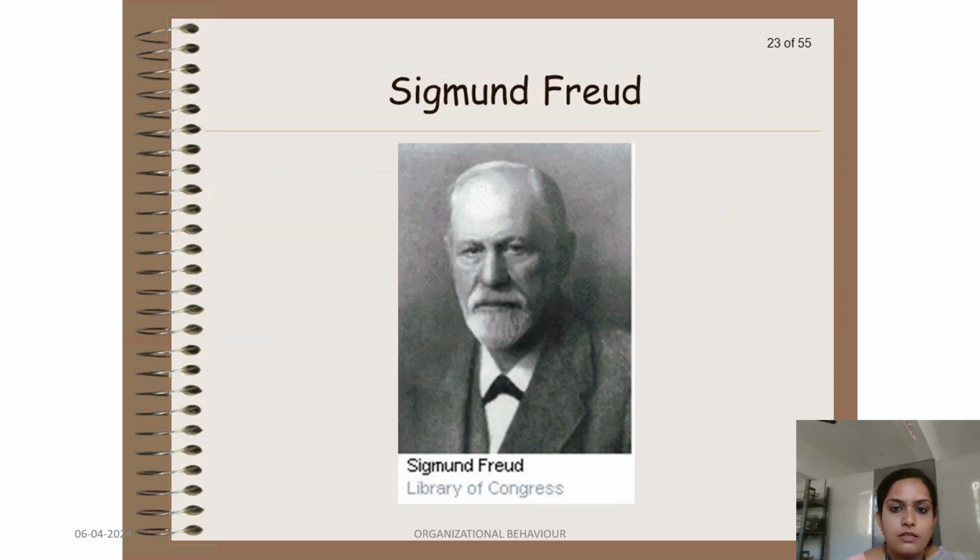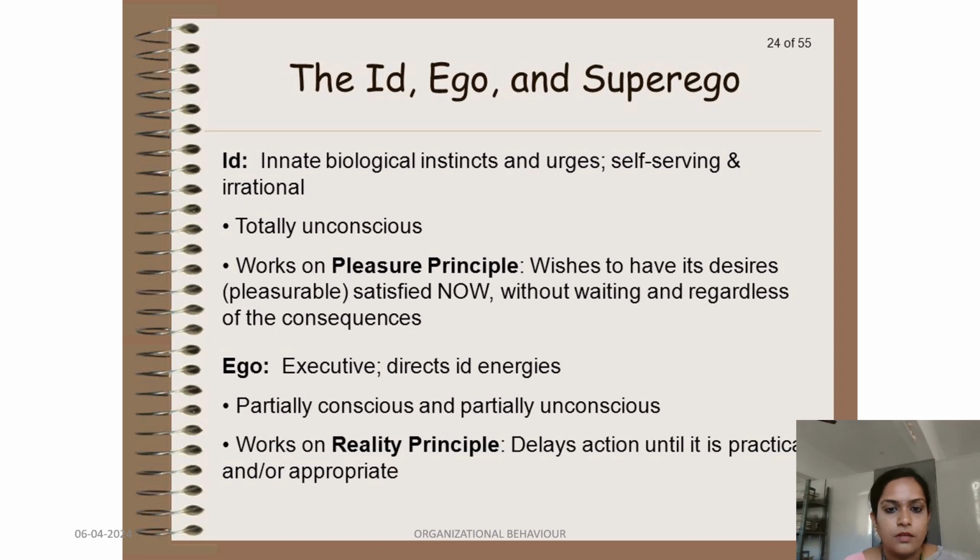So as you can see, this is Sigmund Freud, a professor who proposed psychoanalytic theory. Freud introduces three states, that is id, ego and superego, where an individual's biological instincts were identified, which is a combination of conscious, unconscious, and preconscious stages. We will discuss them one by one.